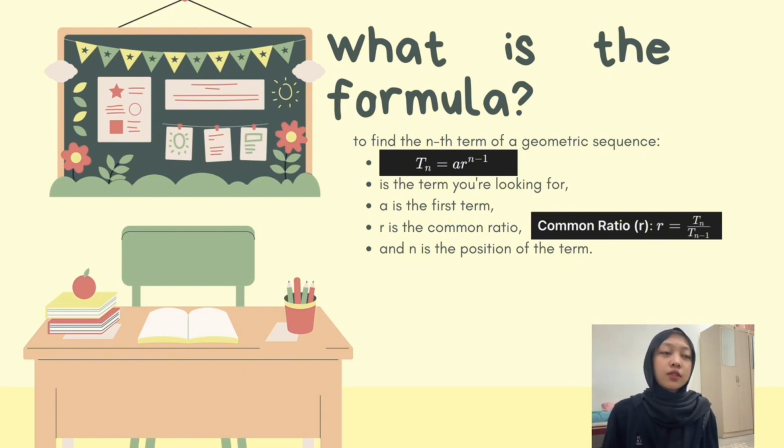For this, you can use the formula given, which is Tn equals A R to the power of n minus 1, where Tn is the term you are looking for, A is the first term, R is the common ratio, and n is the position of the term.